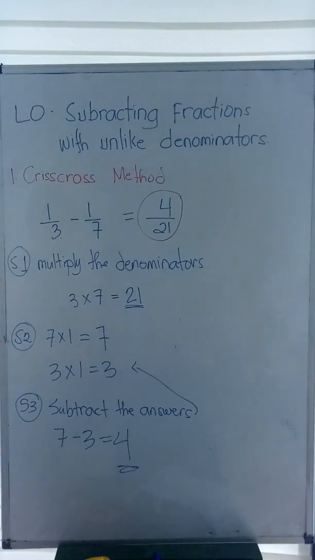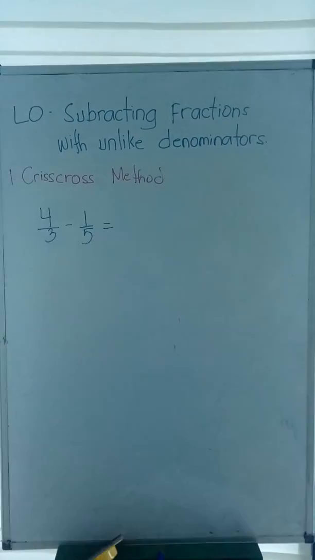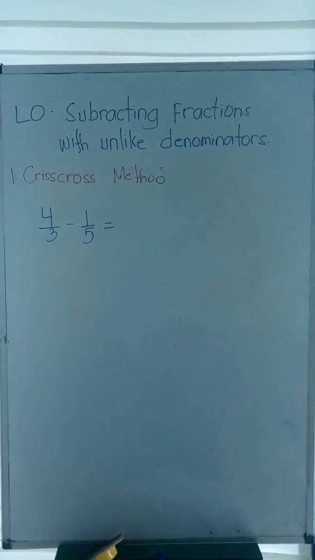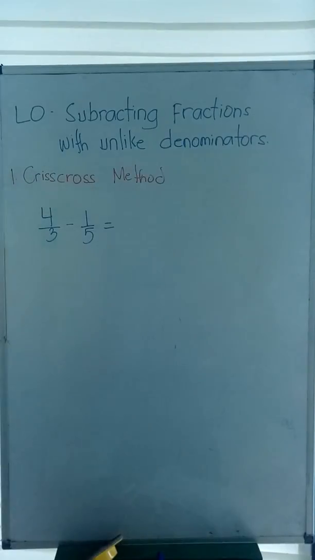Again, I'll give another example to be clear with this. You can pause the video, you can take down notes. Please do take down notes. Okay, another example for our crisscross method, we have the fractions 4/3 minus, or take away, 1/5. So we're still using the crisscross method. For the first step, you should have it in your notes. The first step is to multiply our denominators.